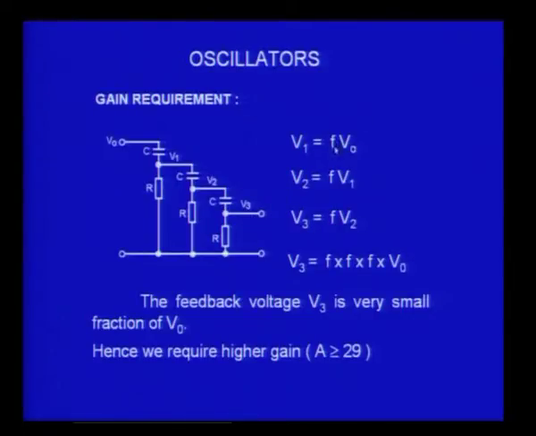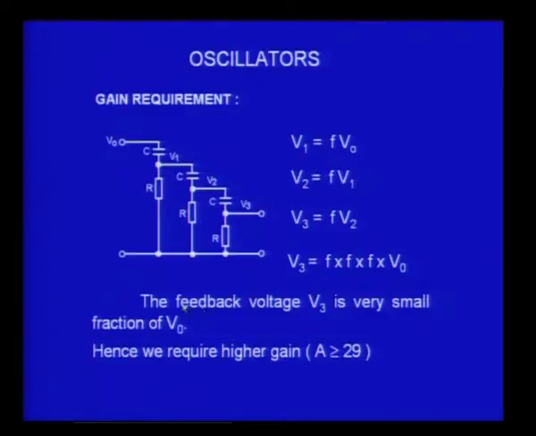So I call f the fraction of the output, not frequency. V1 is a fraction of V output, V2 is a fraction of V1, V3 is a fraction of V2, and therefore the total is f1, f2, f3 times V0. If f1, f2, f3 are the same, like the 0.5 that I mentioned, it becomes 1/8, right. Therefore the V3 that is actually applied at the input is very small, because it has gone through 3 levels of potential division, and therefore the gain has to be large.